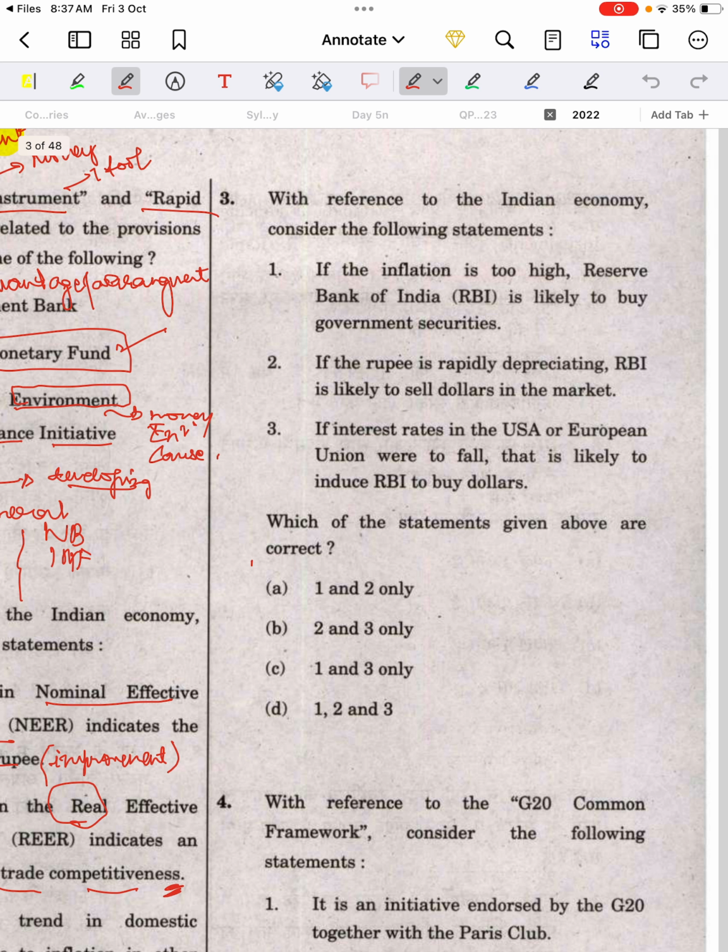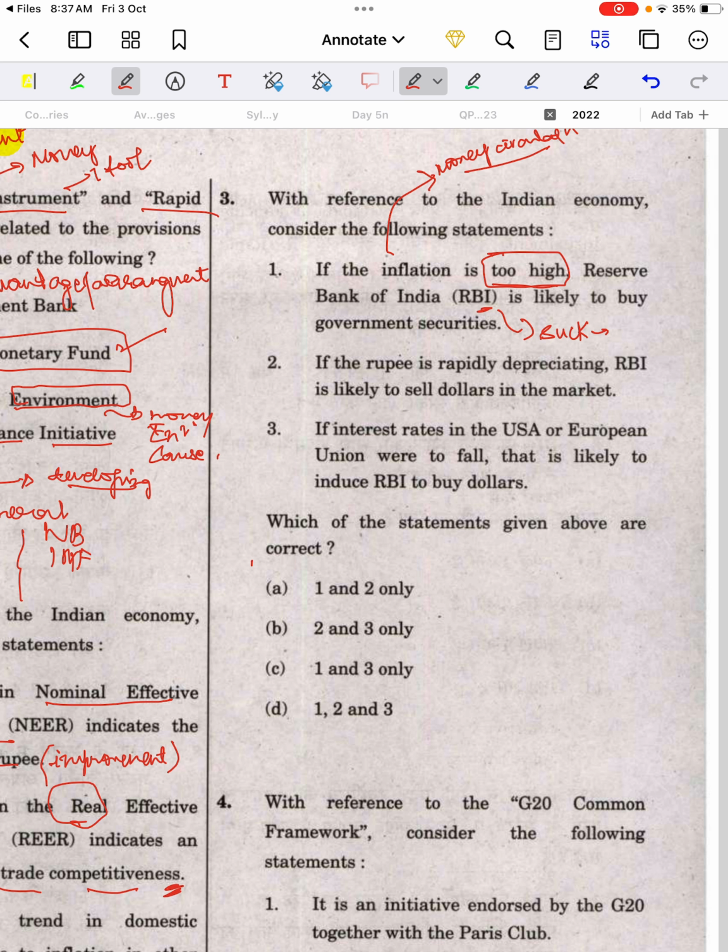With reference to the Indian economy, consider the following. If inflation is too high, it is using some kind of exaggeration here, right? It's too high. Then what does inflation being too high mean? There is a lot of money circulating in the economy. Circulating money is too much. If money is circulating too much, what must RBI do? RBI must suck the money. To suck the money, what should RBI do?